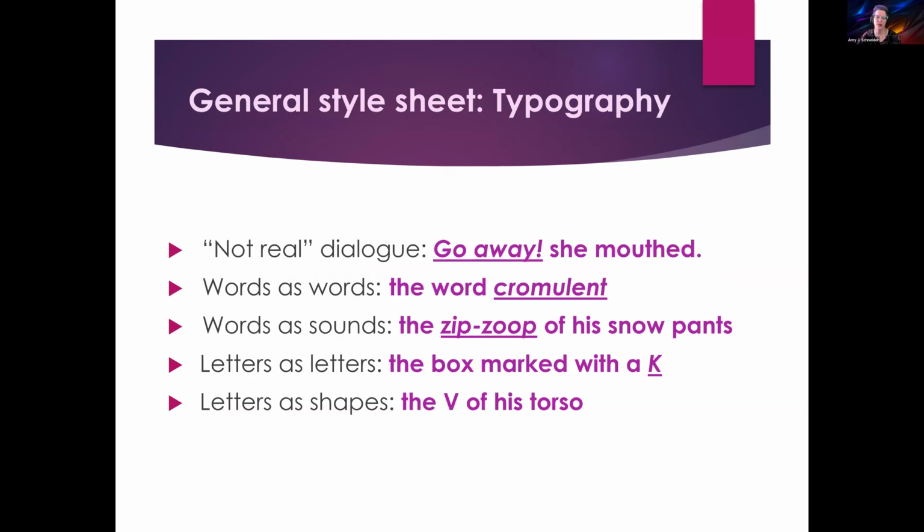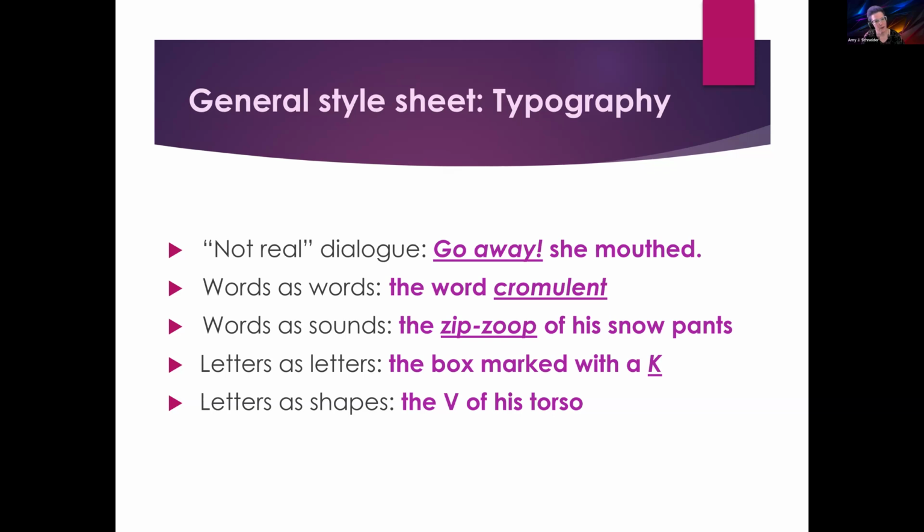Okay, when I talk about typography, I mean things like italics, Romans, small caps, use of quotation marks or not, capitalization, things like that. So in dialogue, I prefer to keep quotes for spoken dialogue only, and italics for dialogue that isn't real, such as things that are mouthed or imagined or remembered, or descriptions of gestures and looks, like "I gave him a go-away stare," things like that.